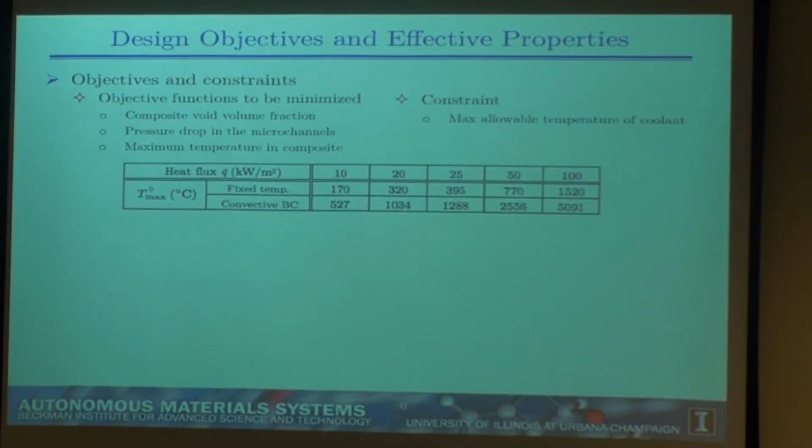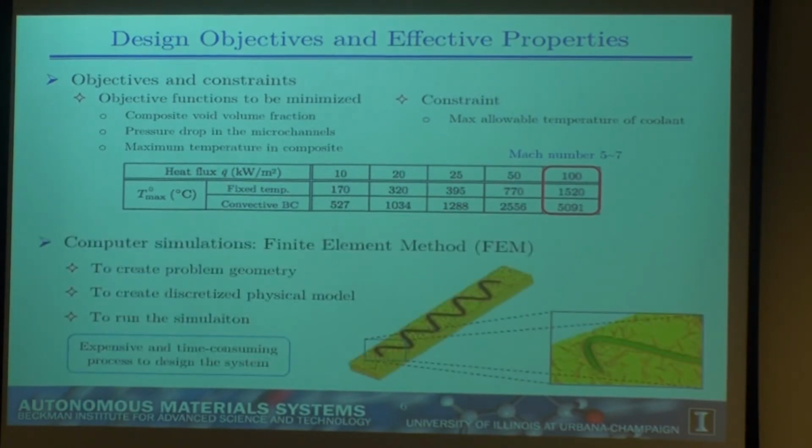And you want to minimize it as well. And finally, and the most important objective function, is to minimize the maximum temperature. Here in this table, you can see, based on different values of thermal load, what the temperature is in the absence of active cooling. And as I mentioned, for this type of thermal load that we expect to see at Mach number between 5 to 7, the temperature can easily go to 5,000 degrees Celsius.